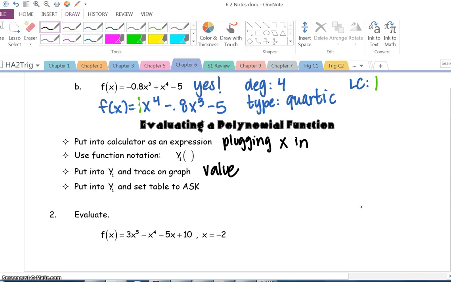Alright, so using one of these 3 methods, because these are the ones we've used most frequently, you're welcome to do the last one if you'd like. I'd like you to go ahead and evaluate this function right here for x equals -2. Again, you're welcome to just plug it in, to use function notation, to plug it in and do value on your graph, or you could try this table method. Okay, give it a second and try it.